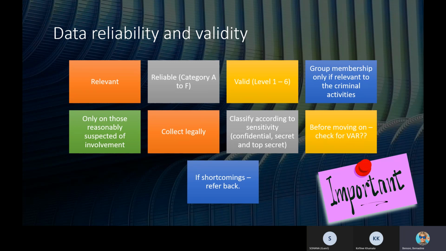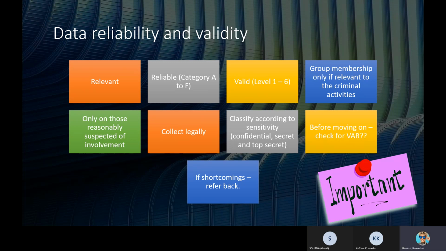The information or data has to be collected legally. And then it has to be classified according to its sensitivity. Is it confidential? Is it secret? Is it top secret? Usually when you're in crime intelligence and you're an analyst, you would have to be vetted for security clearance, and the security clearance you have would determine what level of data you can work with. Those are the important aspects to look at. It's not negotiable at all. You must look at these things.